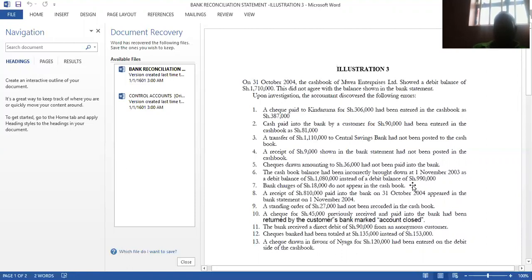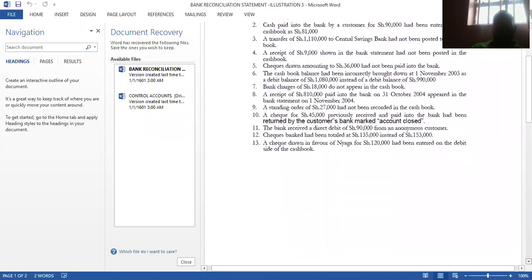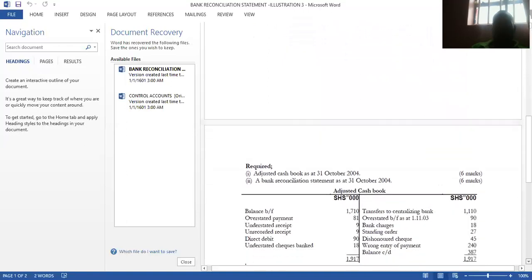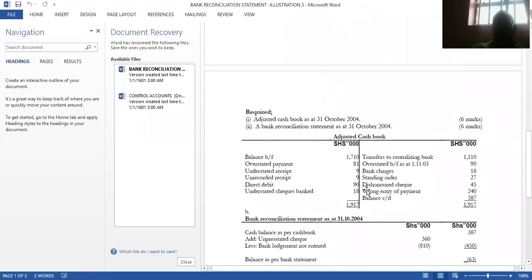Before I go to number two, we can have a look at actually what happened here. You will be able to see that there was that overstated amount, overstated payment, which will appear here. The difference between 387 and 306, you find that it is 81. That's why it is indicated here. It is indicated here because the amount that was indicated in the initial cash book was more than that. So we are minusing 81,000 for that particular case.